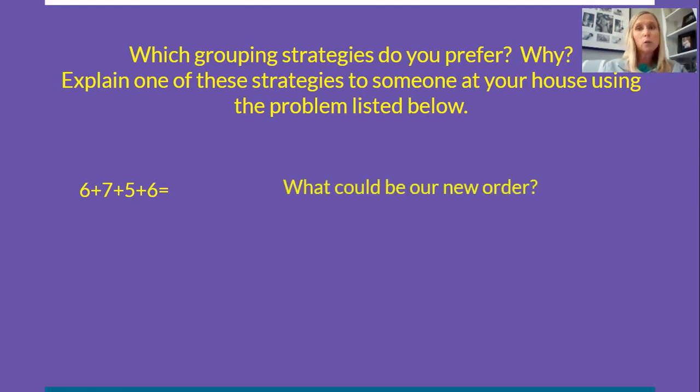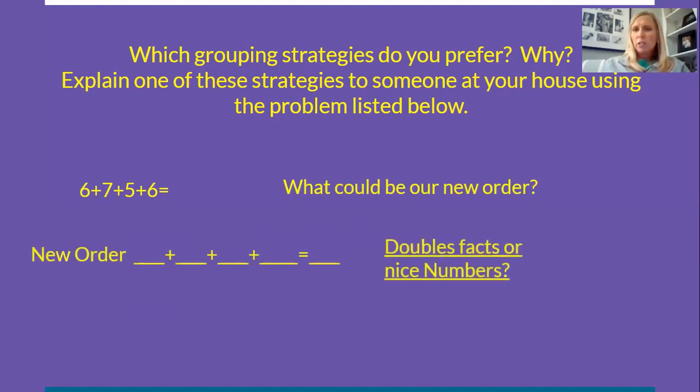All right, what could be our new order? I have 6 plus 7 plus 5 plus 6. Do you think you would use doubles facts or nice numbers? I'm thinking that I would use doubles facts, because I don't see anything you can add together to make a nice number. So 6 plus 6 is what? 12. And then 7 plus 5 is what? 12. And guess what? 12 plus 12 is 24.